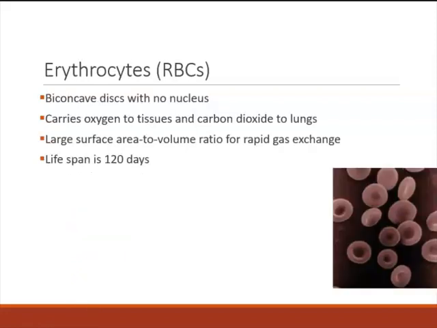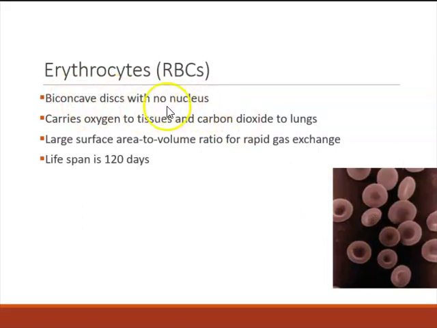The first types of cells we're going to talk about are erythrocytes. Erythrocytes are also known as red blood cells. They look like biconcave discs with no nucleus. So here, they kind of look like donuts. It's kind of hollow in the middle of the cell, and it'll be hollowed out on the other side as well. So we have biconcave discs with no nucleus.